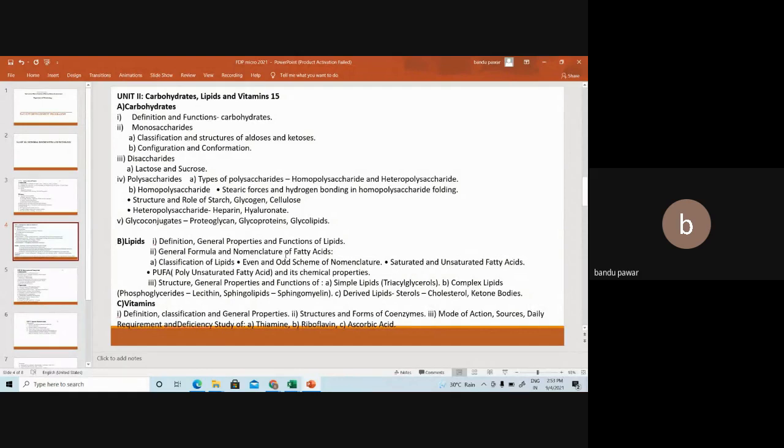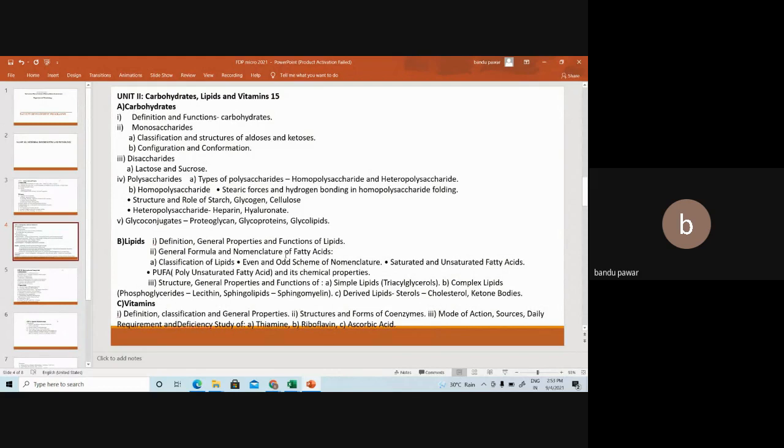Carbohydrate, its definition and carbohydrate functions are also important. Carbohydrate is generally classified into three classes. One is monosaccharide, oligosaccharide, and polysaccharide. Monosaccharide is a simple sugar.